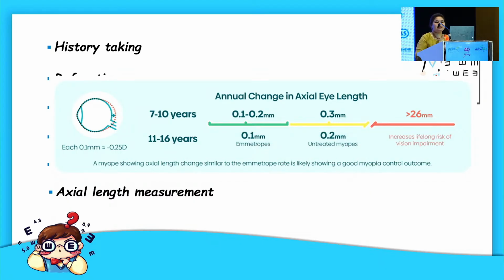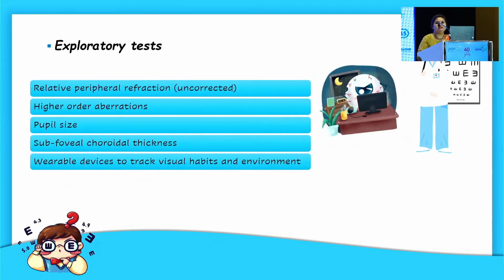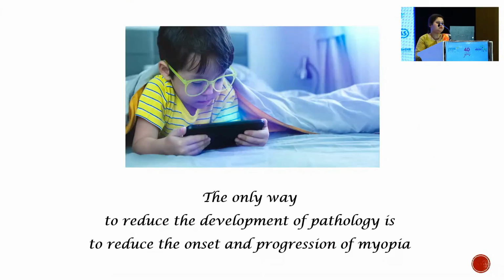So this axial length can be used as a single measure to indicate myopia-associated eye disease risk, or it can also be used as a repeated measure to gauge the efficacy of the myopia control management measures that we are going to follow. The other exploratory tests are related to peripheral refraction, associated higher order aberrations, the pupillary size, subfoveal choroidal thickness, and wearable devices to track the visual habits and the environment.